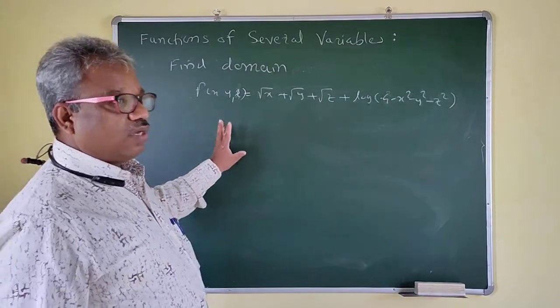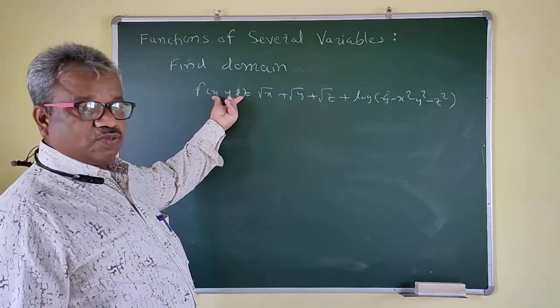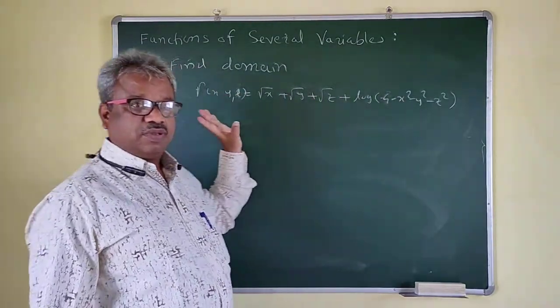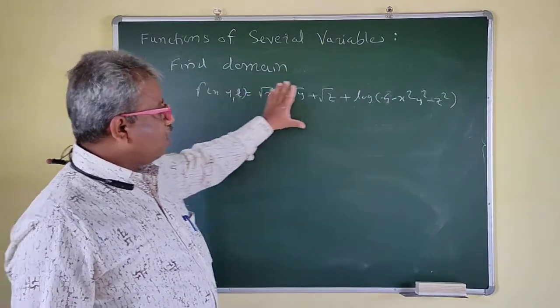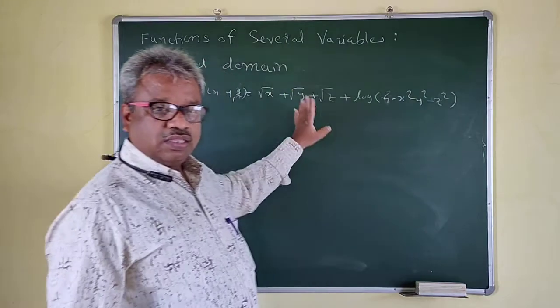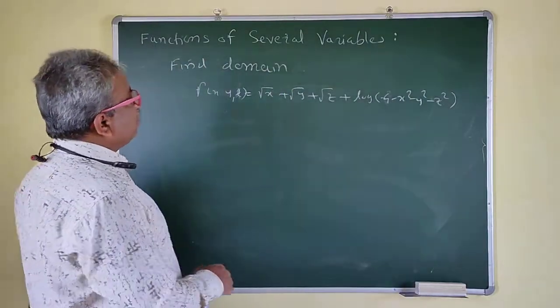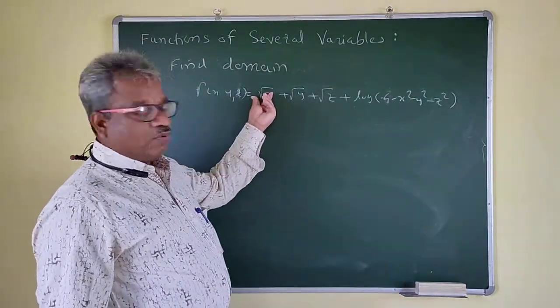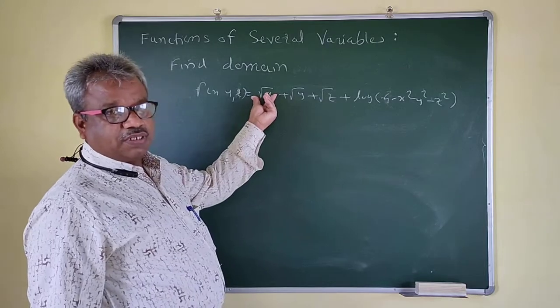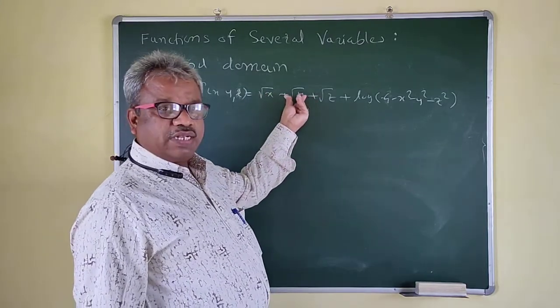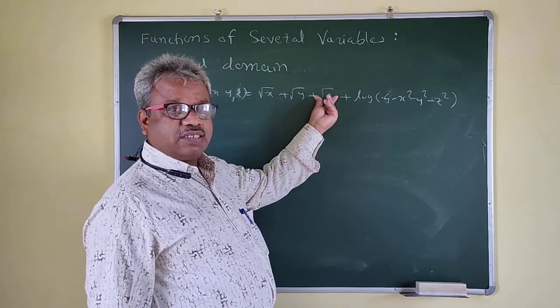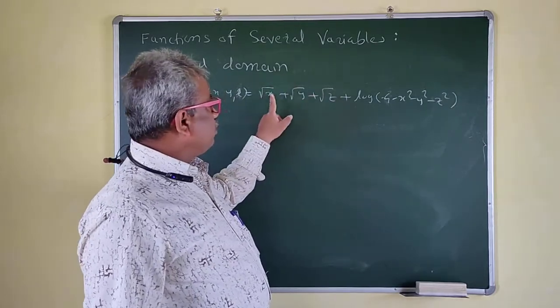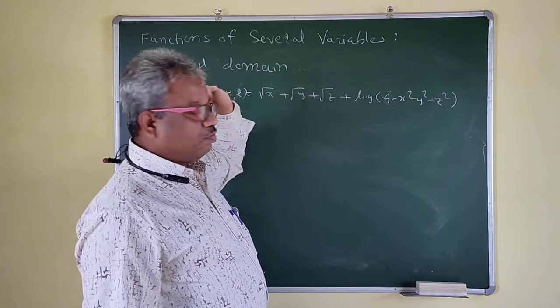So domain means, for every x, y, z, this should exist. You have to find the values of x, y, z such that all these parts are well defined. This is root x. When does it exist? If x is positive. This is root y. When does it exist? If y is positive. This is root z. When does it exist? If z is positive. That means x, y, z all should be positive.